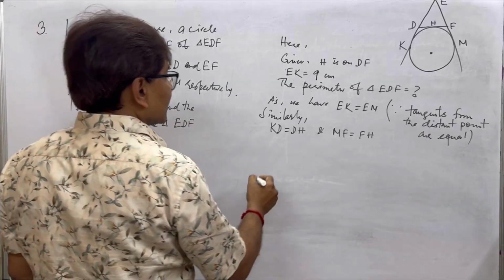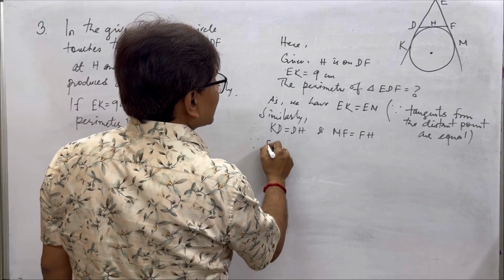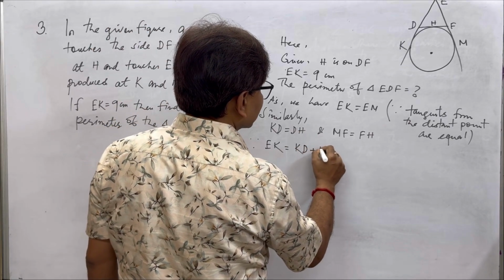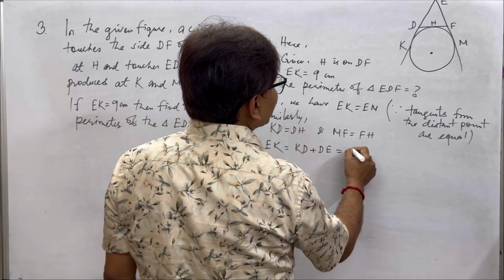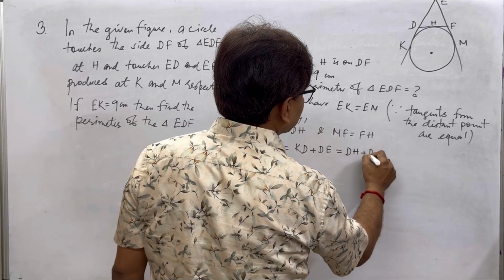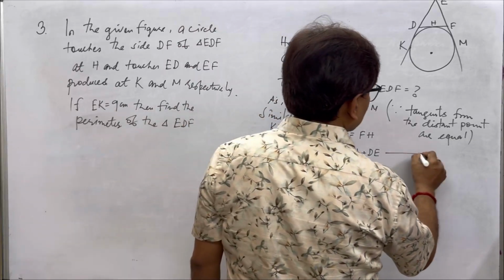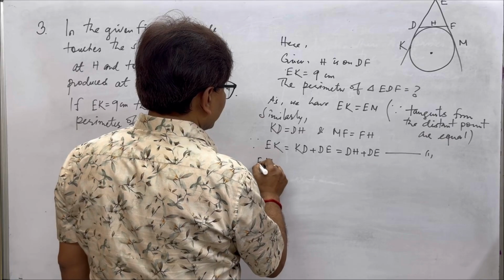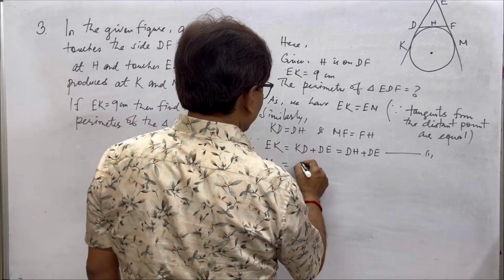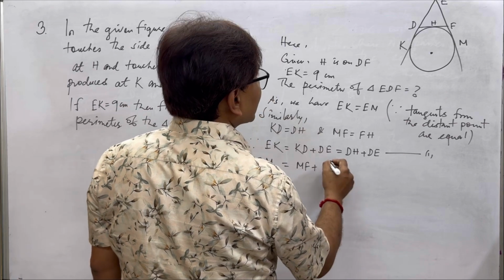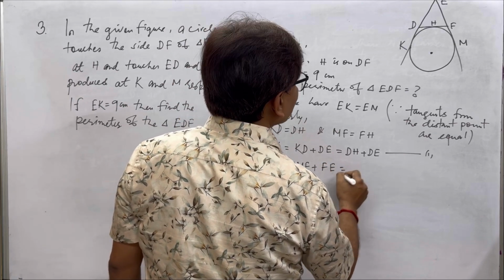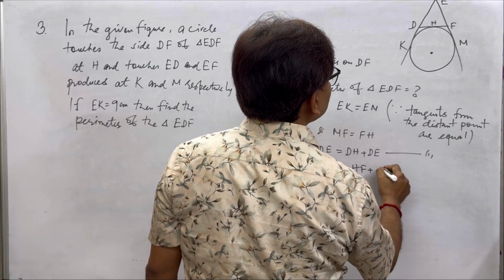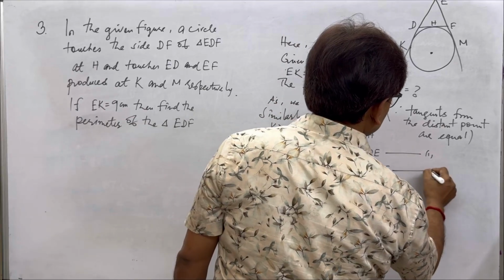Okay, now see here. Since EK equals KD plus DE, KD plus DE equals, KD means DH, so DH plus DE. This is equation 1. Again EM equals MF plus FE, and MF means HF, so HF plus FE. This is equation 2.